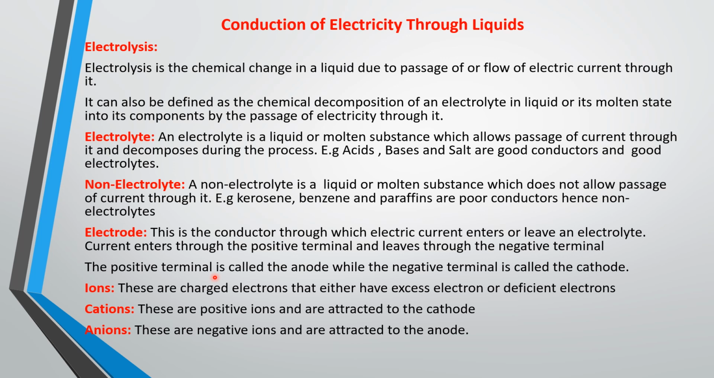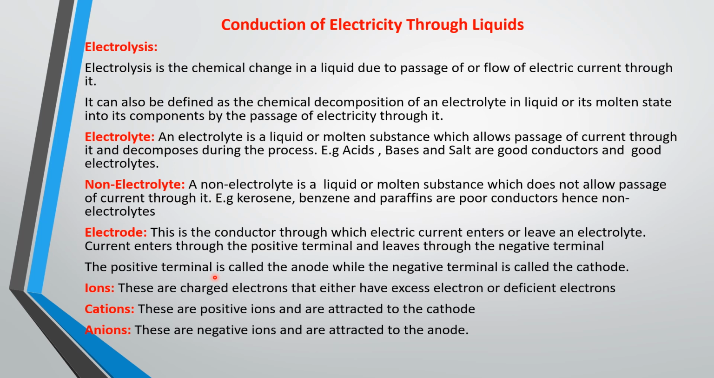Alright, and then a chlorine atom that has accepted an electron has an excess of electrons, so it accepts an electron and becomes a negatively charged ion. Okay, so that is what ions are all about.